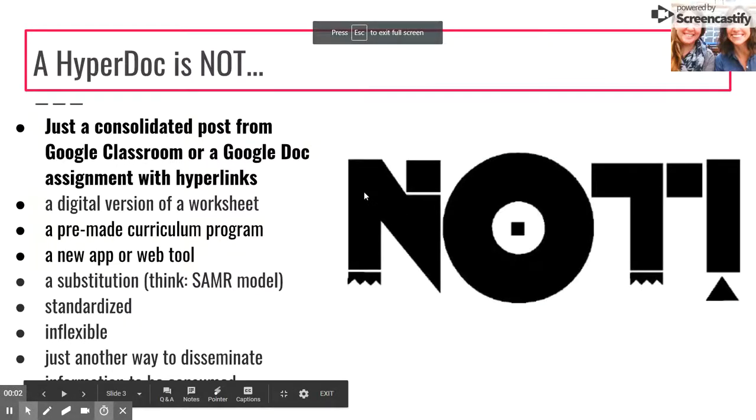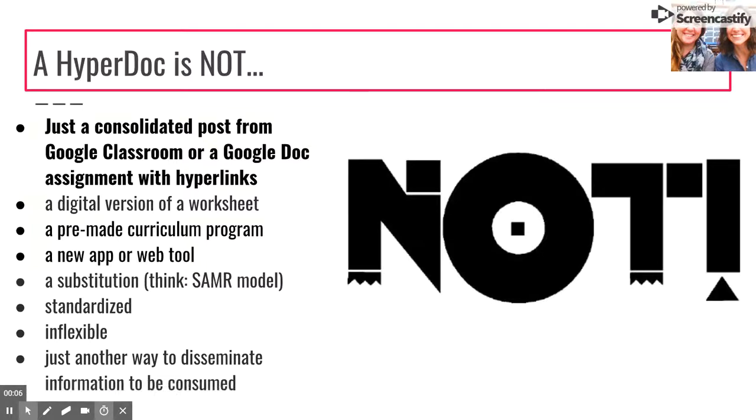All right, so what a hyperdoc is not. Kind of important, because knowing what a hyperdoc is is pretty important, but knowing what it's not will really help you visualize the whole concept behind it.